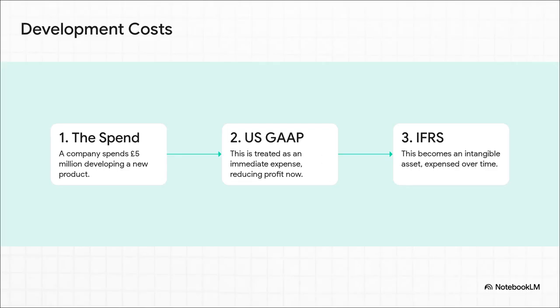And we see another huge split with development costs. So imagine a company drops millions developing a hot new product. Under GAAP, that's an immediate expense that just hammers profits right now. But under IFRS, if certain criteria are met, those exact same costs can be put on the balance sheet as an intangible asset. They get expensed slowly over time, which makes the company look a lot more profitable and asset-rich while they're in that development phase.